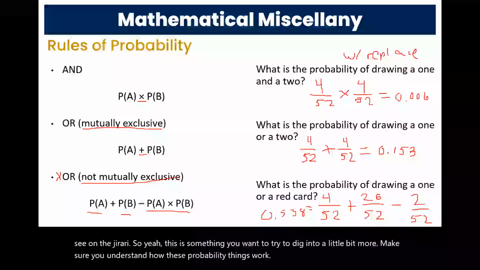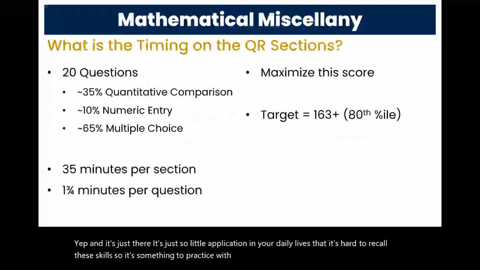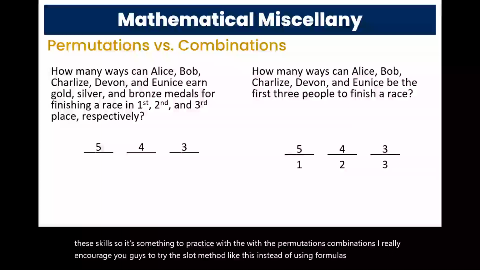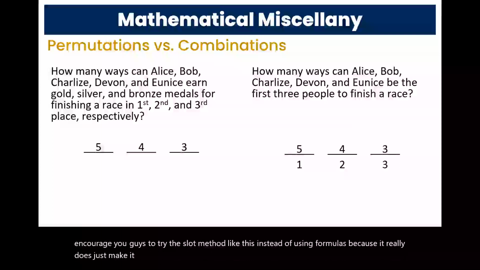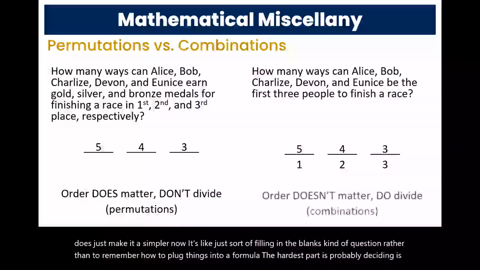Yep, it's just so little application in your daily lives that it's hard to recall these skills. So it's something to practice with the permutations, combinations. I really encourage you guys to try the slot method like this instead of using formulas, because it really does make it simpler, like just filling in the blanks, rather than trying to remember how to plug things into a formula. The hardest part is probably deciding whether the order does matter or the order does not matter.